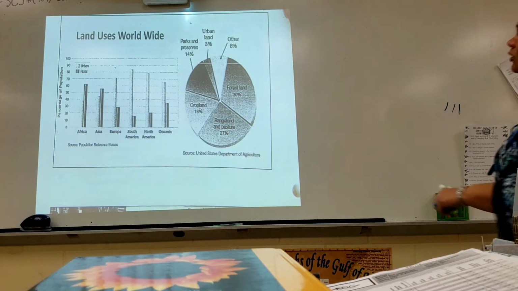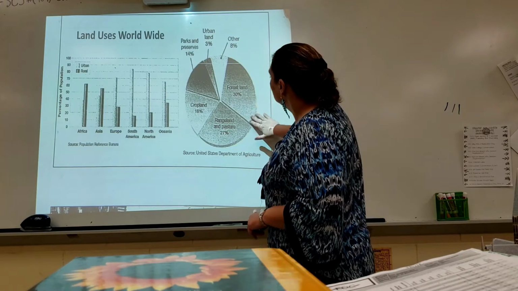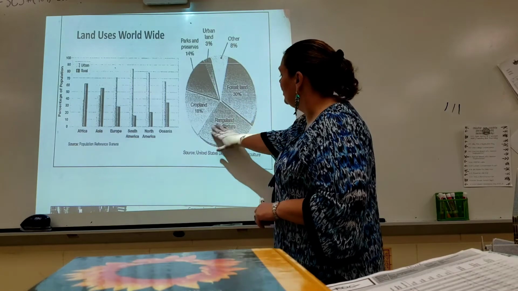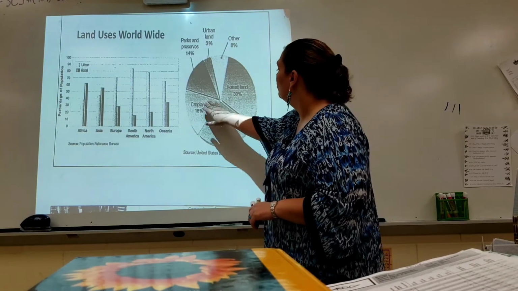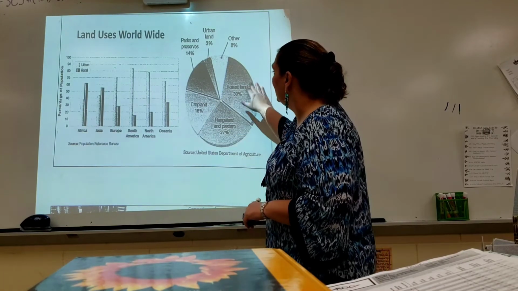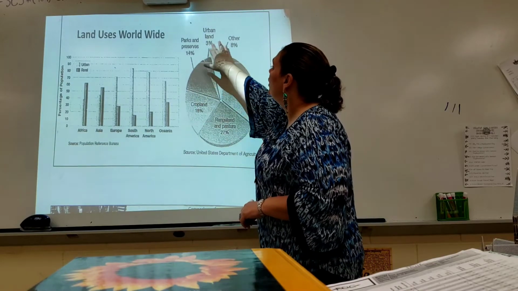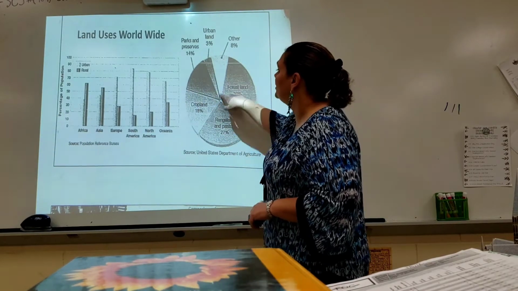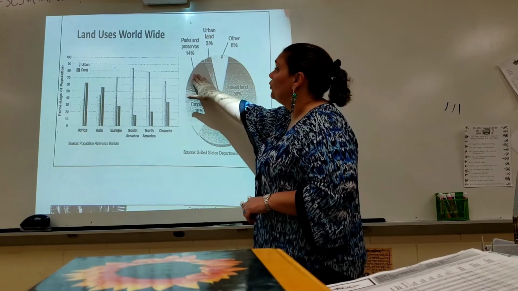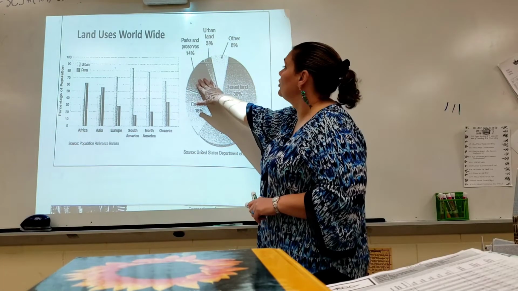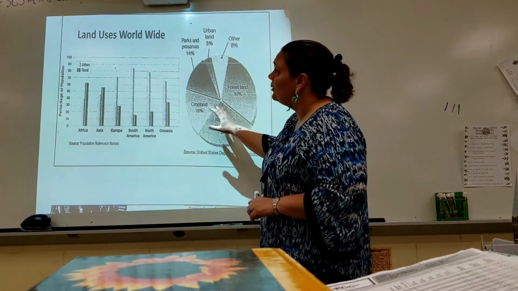So, land uses worldwide, right? Forest land, that's about 1/3. Rangeland and pastures, 27%. Cropland, 18%. This is for the United States, right? Parks and preserves, urban, 3%. Others, 8%. So 14% is what we've actually set aside for parks and preserves. That's within the United States.